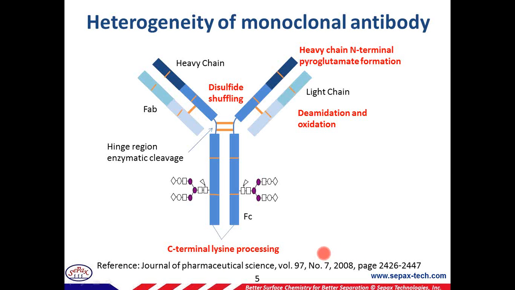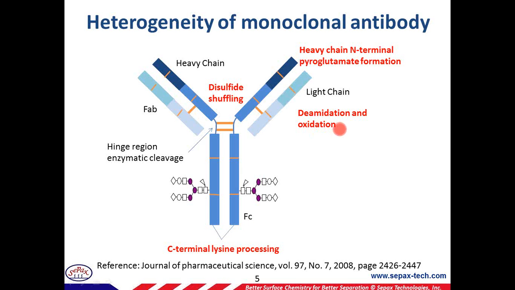So in summary, the most common modification on the recombinant monoclonal antibody is the C-terminal lysine processing, with a mixture of 0, 1, and 2 lysines on the heavy chain C-terminus, which gives different charge variants. The second common heterogeneity modification is the deamidation of the asparagine.